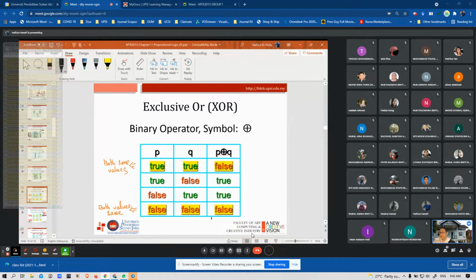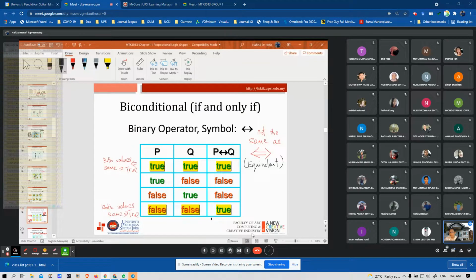This one, if the value P and Q true, and then it goes to false lah. Kita eksklusifkan dia. Both same values, kita akan jadi false lah. Okay, and then we have equivalent. Equivalent symbol is not same the equivalent like this lah.